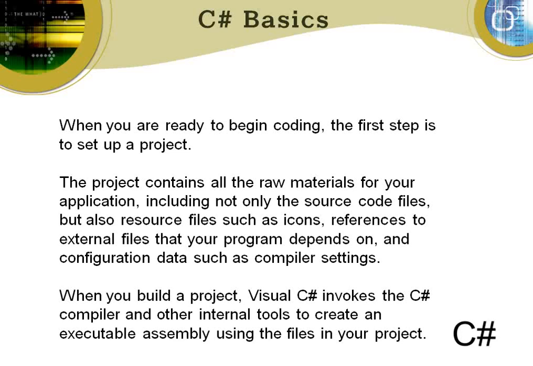The project contains all the raw materials for your application, including not only the source code files, but also resource files such as icons, references to external files that your program depends on, and configuration data such as compiler settings. When you build a project, Visual C# invokes the C# compiler and other internal tools to create an executable assembly using the files in your project.